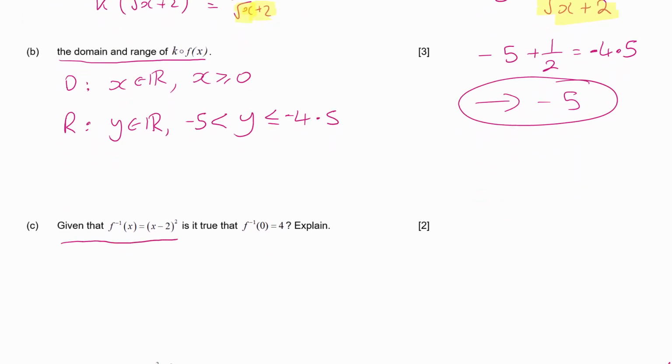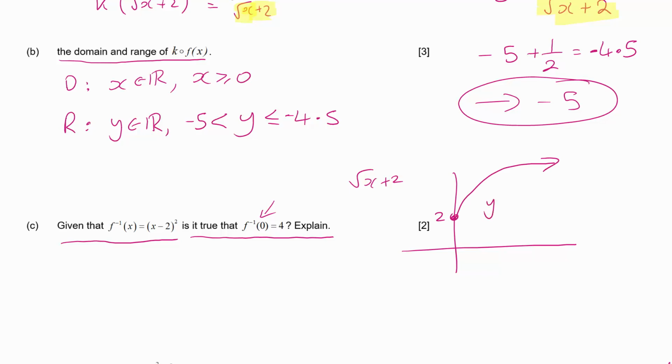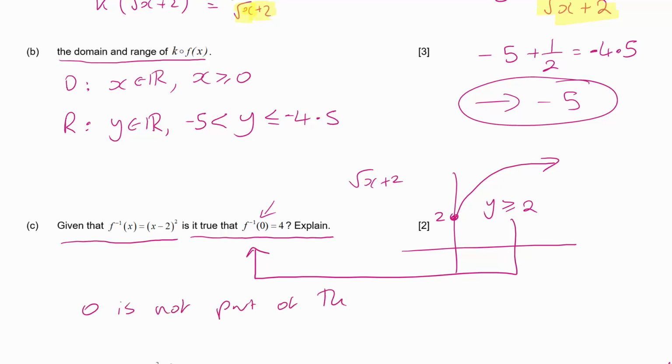Given that the inverse function is x minus 2 squared, is it true that f inverse of 0 is equal to 4? Well, let's think about the original f, which remember was root x plus 2. So that looks like this, and the domain for that would be greater than or equal to 2. Now that range has to become the domain for the inverse function. So 0 is not part of the domain for the inverse function.